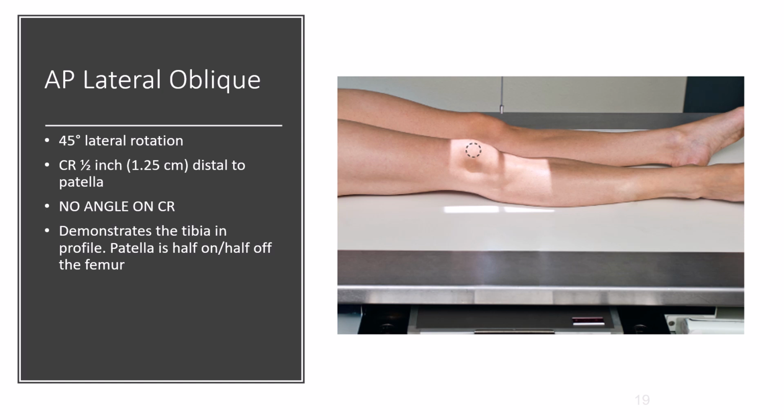So the acronym for this is FITE, F-I-T-E. The F-I represents that the fibular head and neck are free of superimposition on the internal, and the T-E represents that the tibia is in profile on the external. So the acronym is FITE for both of these obliques, and the patella should be half on, half off the femur.